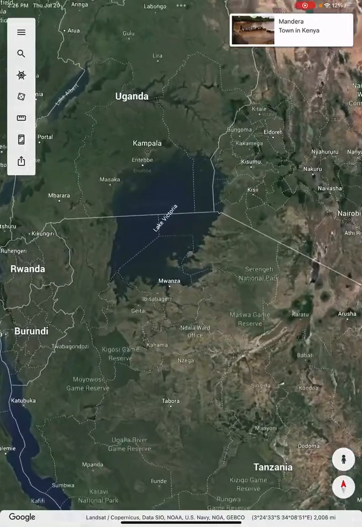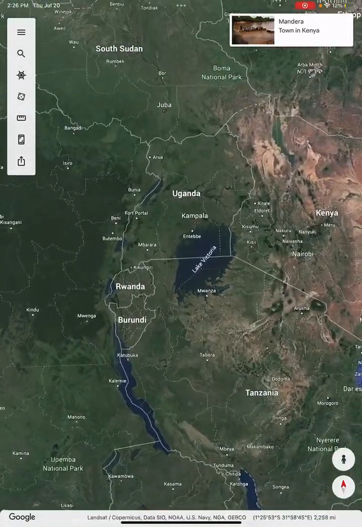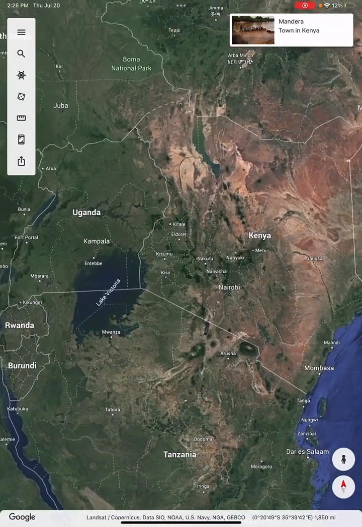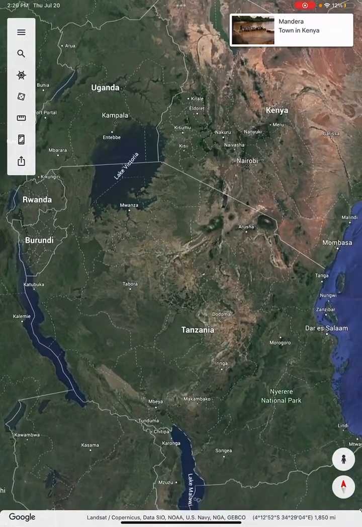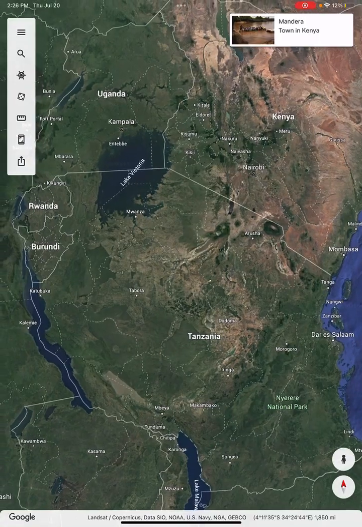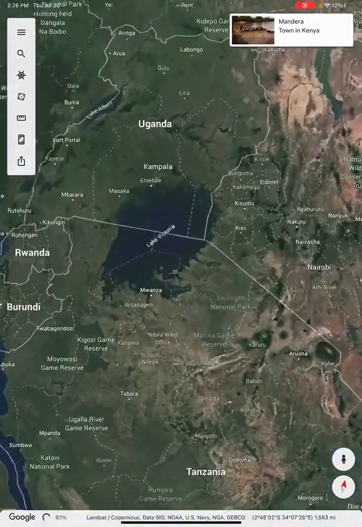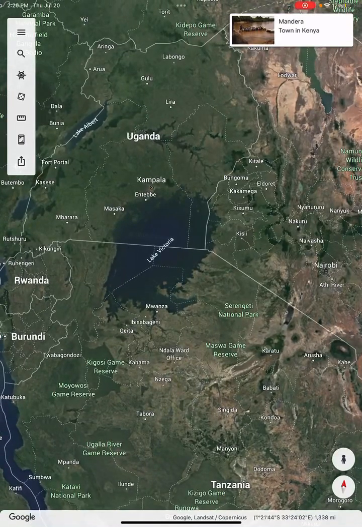As you can see, Uganda owns 45% of the lake, Kenya owns 6% of the lake, and Tanzania owns the other percentage of the lake. So Tanzania owns much of the lake too, but they all share the lake equally.